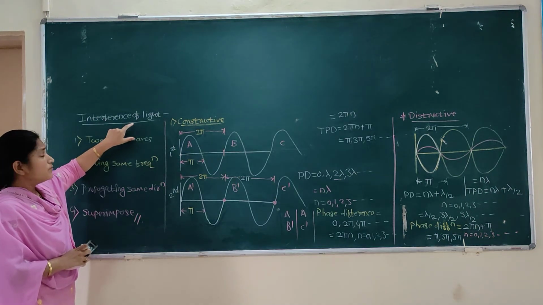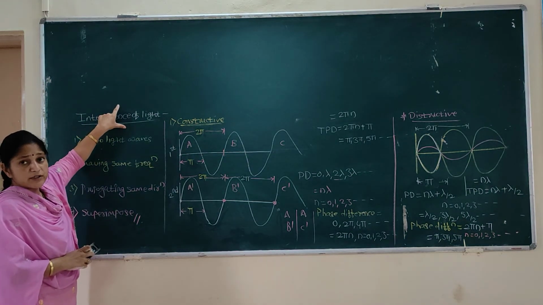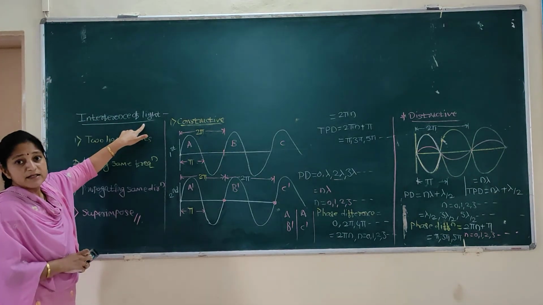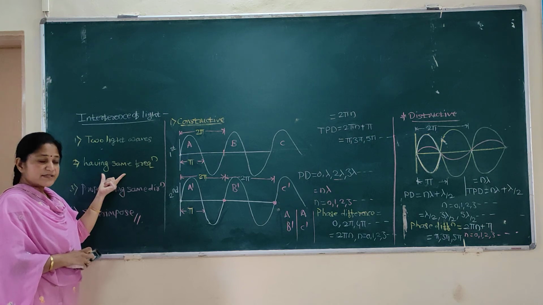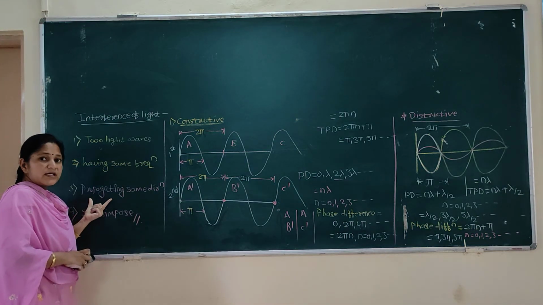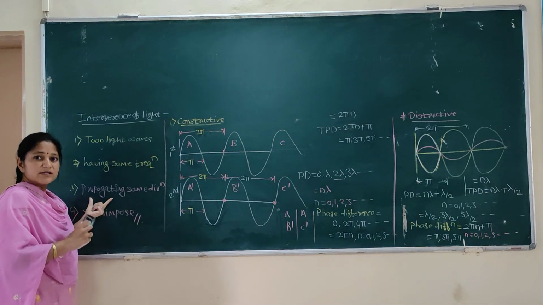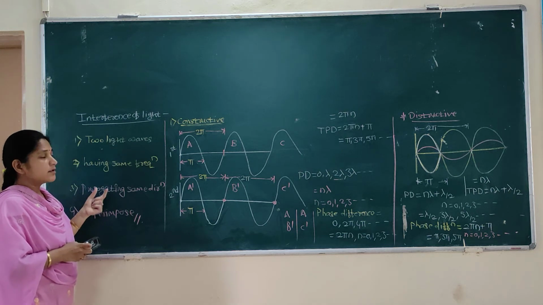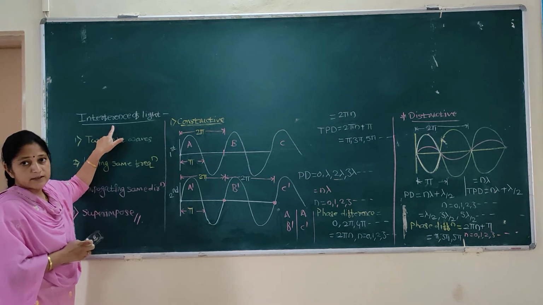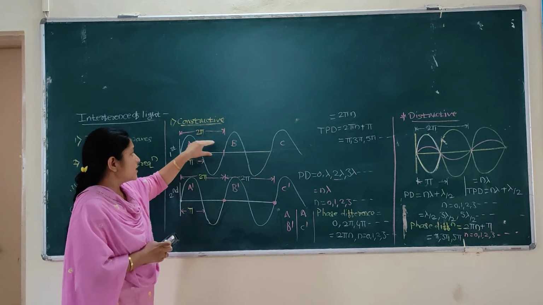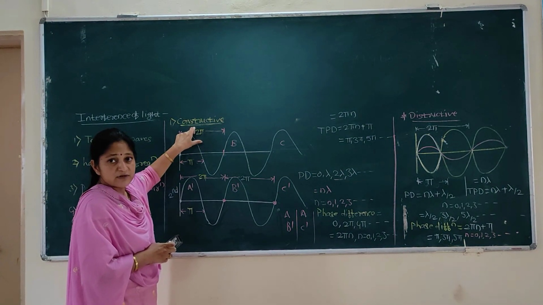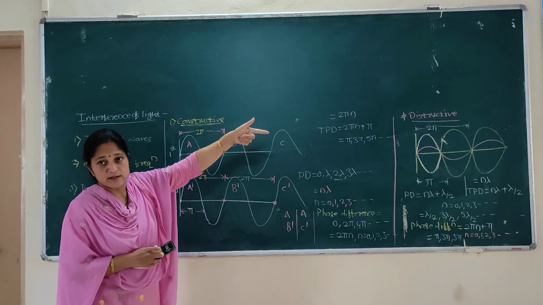So one more time we'll explain in short. Interference of light is when two light waves having the same frequency and propagating nearly in the same direction are superimposed on each other, called interference of light. Now this interference of light is divided into two types. The first one is constructive interference and the second one is destructive interference.